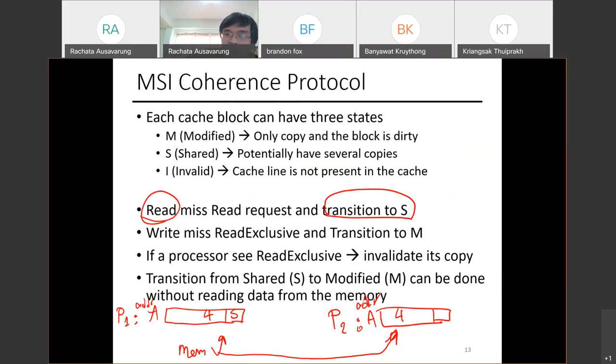Basically, you are now in a shared state. You see that processor 1 and 2 are both in the shared state, and they both see the same value, 4. Are you with me so far? Any questions so far? Because I feel there's confusion, so please ask me questions.